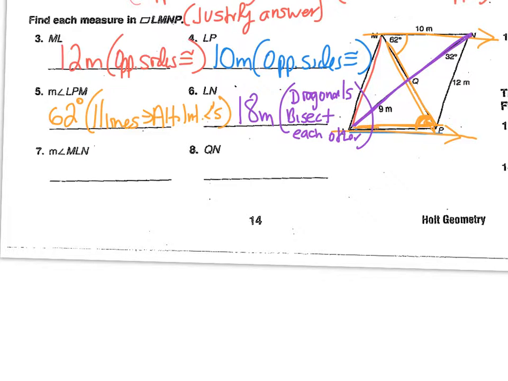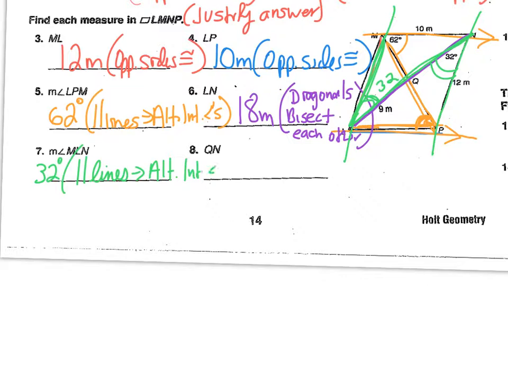Angle MLN. 32 is right. That is 32. How come that is 32? Because these two lines are parallel, and those two angles, therefore, are alternate interior angles. That's right. So it's 32 degrees. So you could use alternate interior, corresponding, same side interior. All that we learned about parallel lines, we can implement it here.